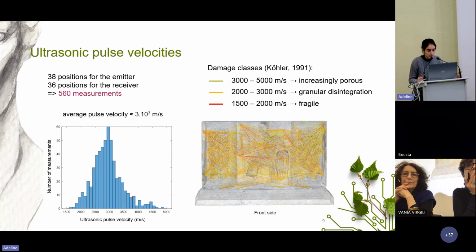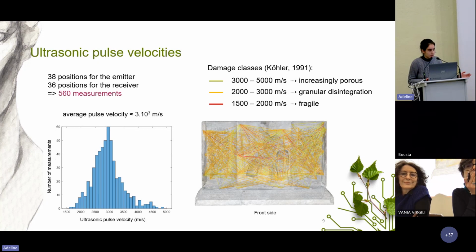And therefore, the yellow-green lines correspond to an increasingly porous marble compared to a fresh marble. The orange line corresponds to a marble exhibiting granular disintegration, and the red lines correspond to a fragile marble. The good news is that the red line represents a quite small minority out of the total measurements made on the altar. So it seems to be in rather good condition.